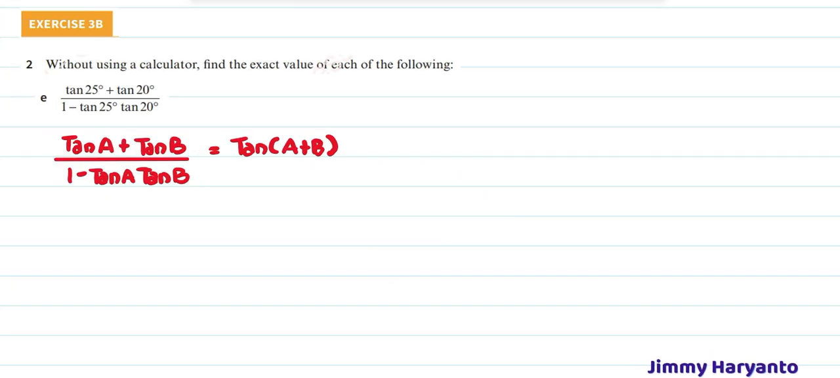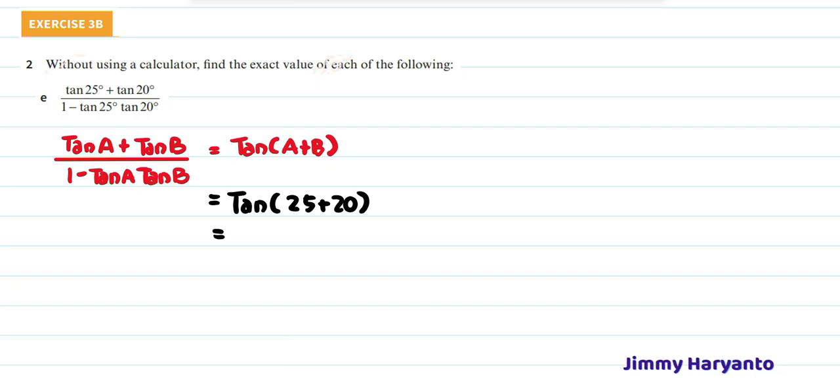And then the next one is question 2e. For question 2e, we will have to use this formula. It's already the same. The A is 25 and the B is 20. So I will calculate it like this: tangent of 25 plus 20. So it will become tangent of 45 degrees, and the result is equal to 1.